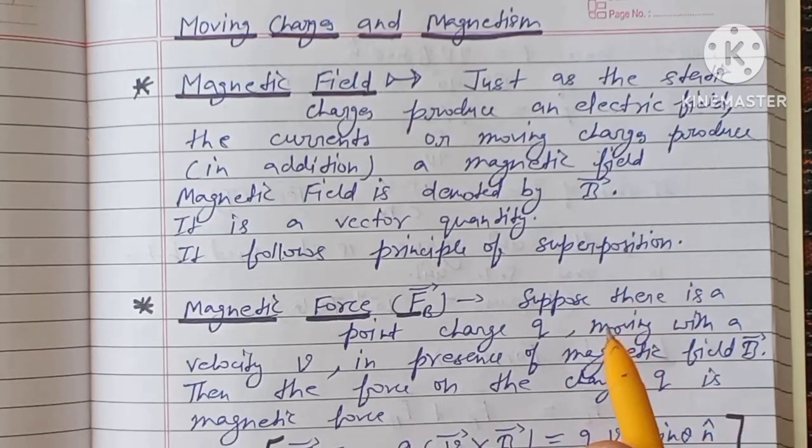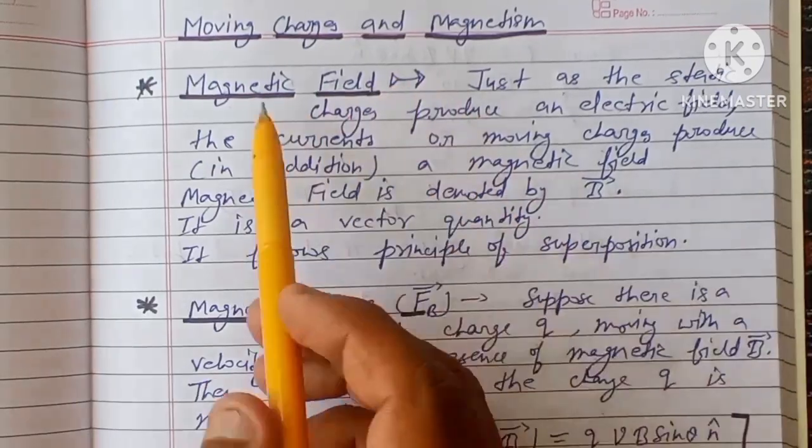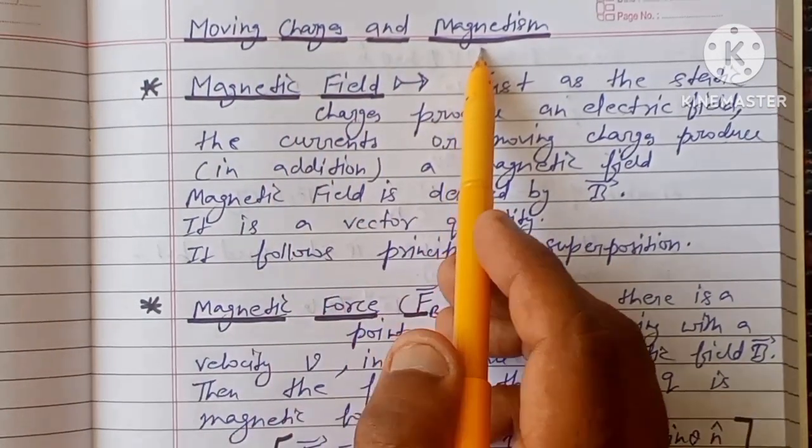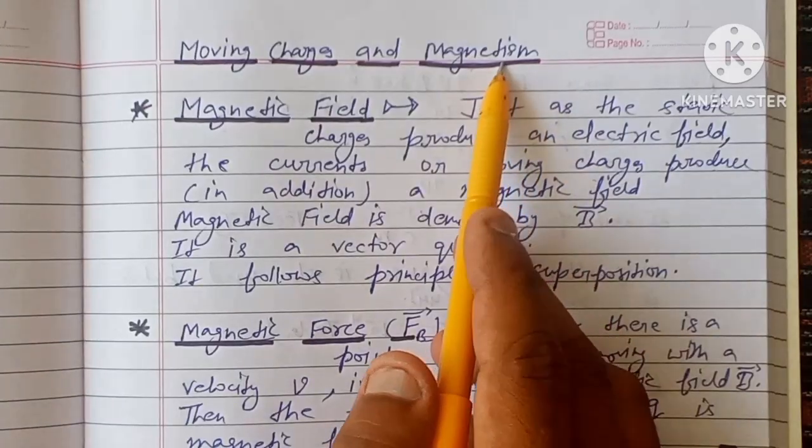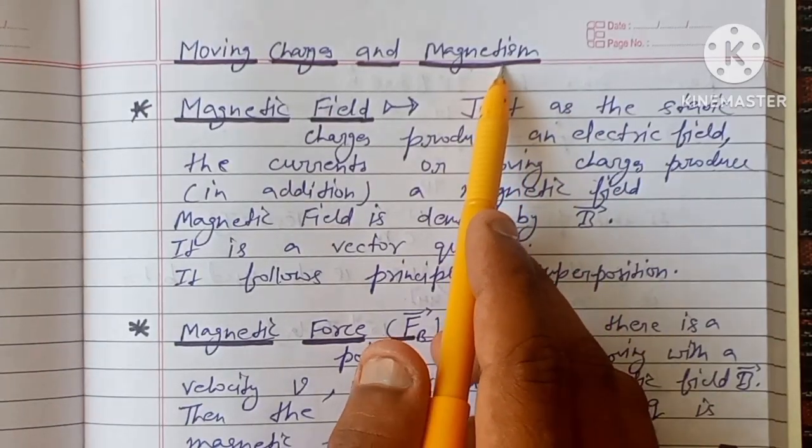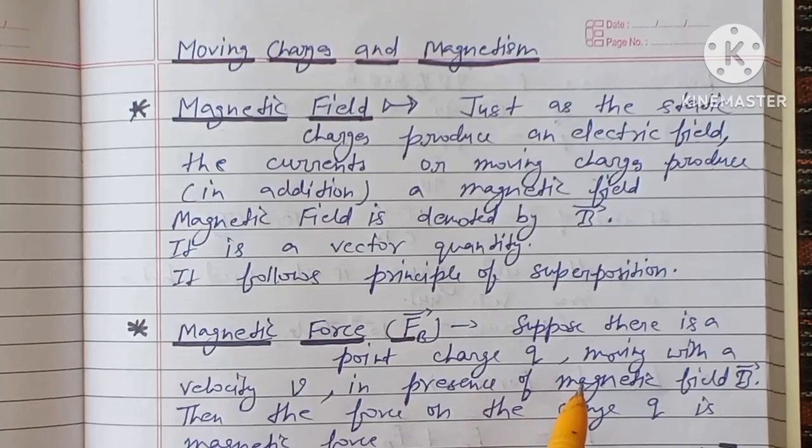In this lecture, I am going to start the fourth chapter of class 12th physics, that is moving charges and magnetism. It is a very important chapter. So let us firstly understand the concept behind the magnetic field, how it was originated, how it was introduced.